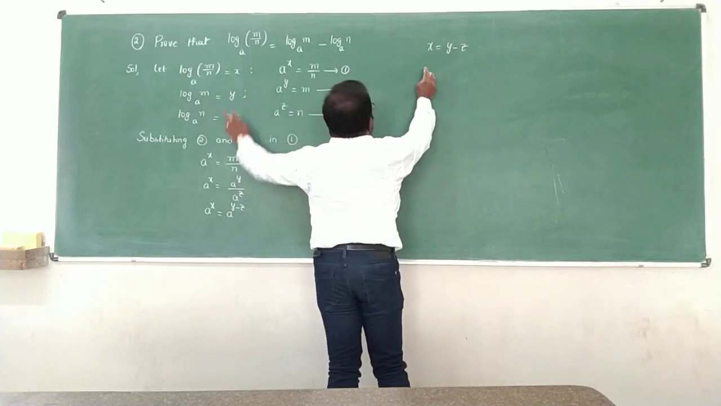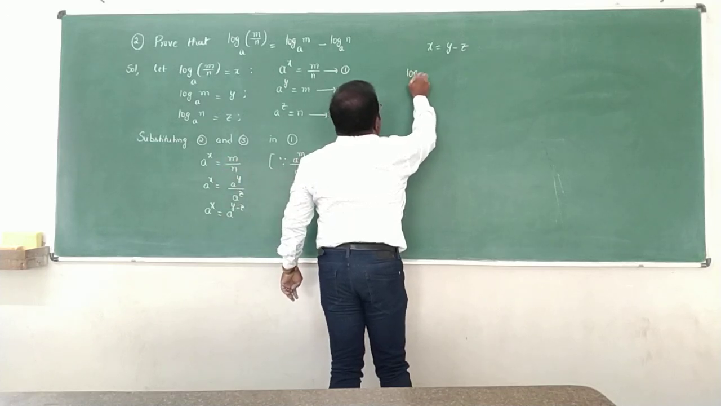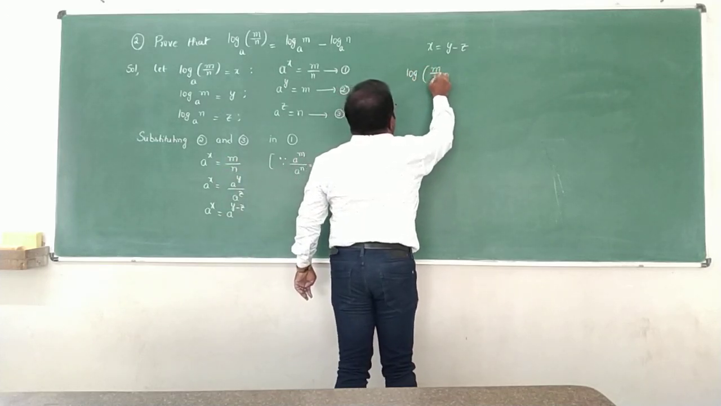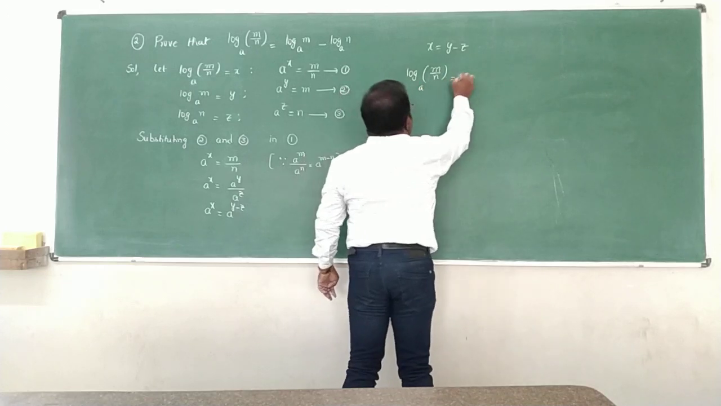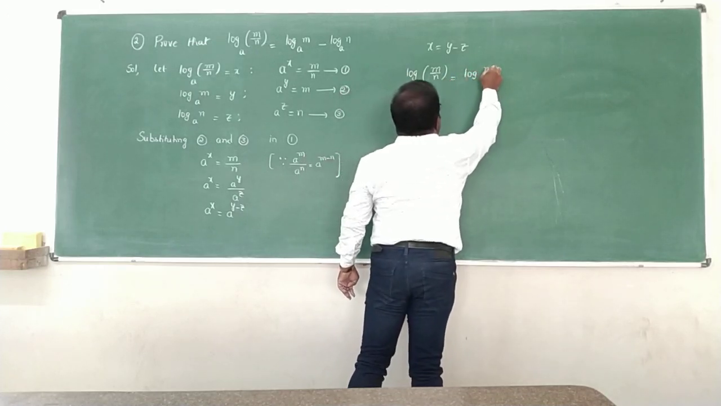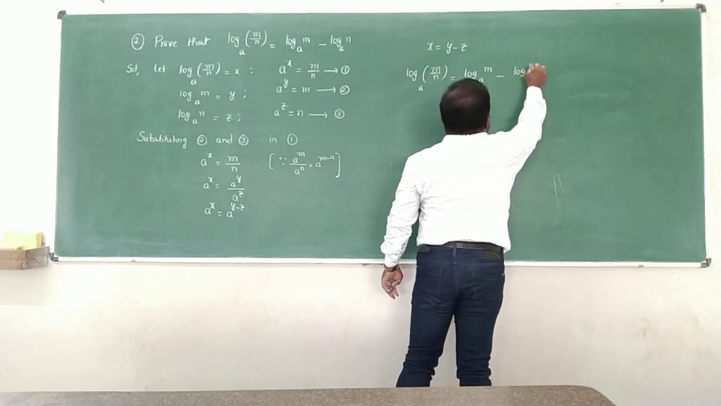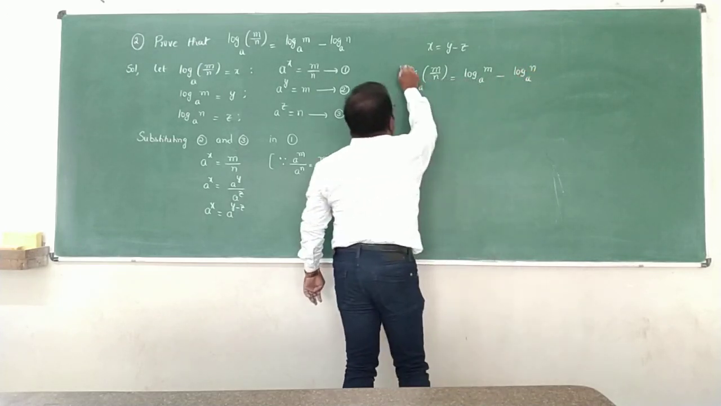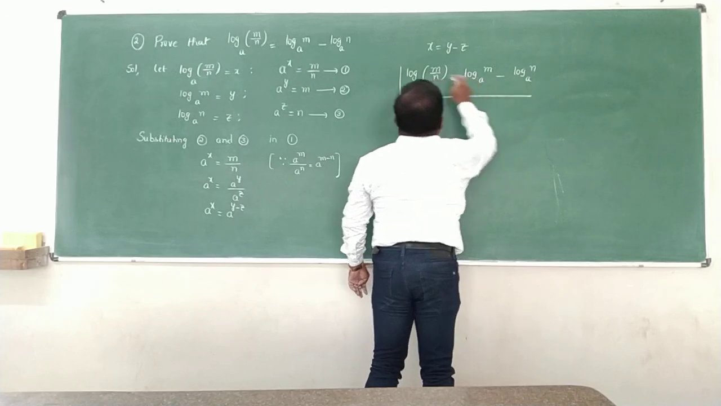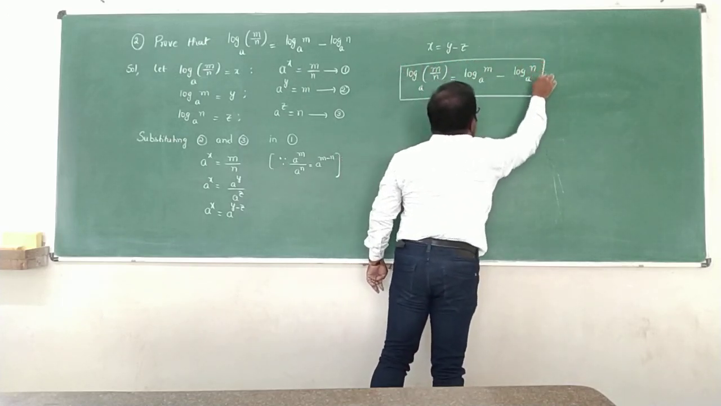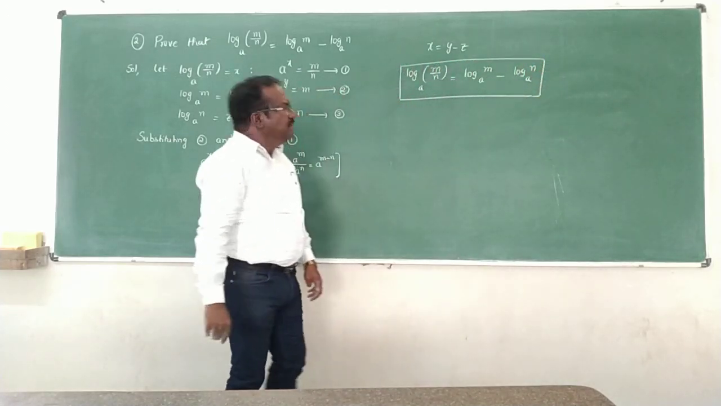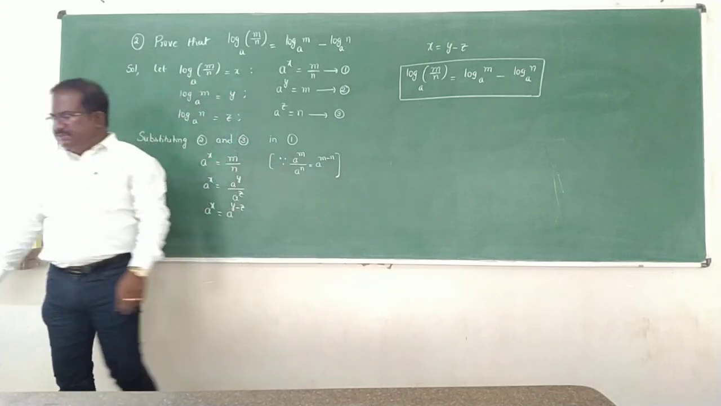What is x, children? log m/n base a = log m base a - log n base a, where y means log m base a, z means log n base a. This is the second property of logarithm, children. Note down, children, this property.